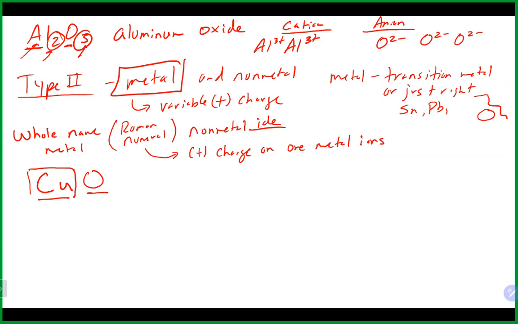So once we figure out that it is a type 2 compound, we want to figure out what the charge is. In this case, copper could be +1 or +2. So we want to really figure out in this specific case what the charge is. And that means in this situation, we would then want to look at the nonmetal that's attached to it. And when we look at the nonmetal that's attached to it, it is an oxygen.